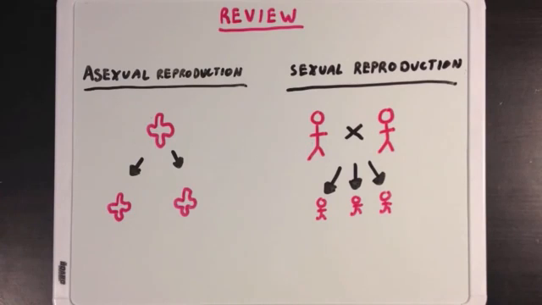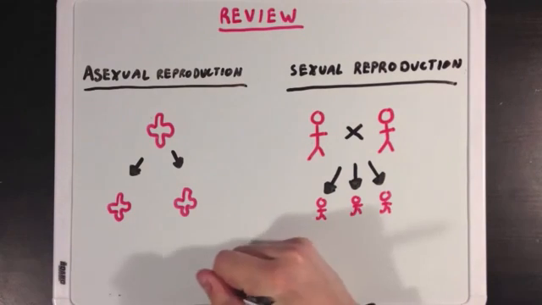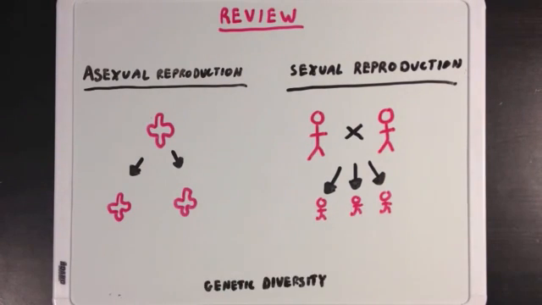In sexual reproduction, two members of the same species will reproduce together in order to form genetically unique offspring. Now, in general, we say that organisms that reproduce asexually usually have low genetic diversity, whereas sexually reproducing species have high genetic diversity.